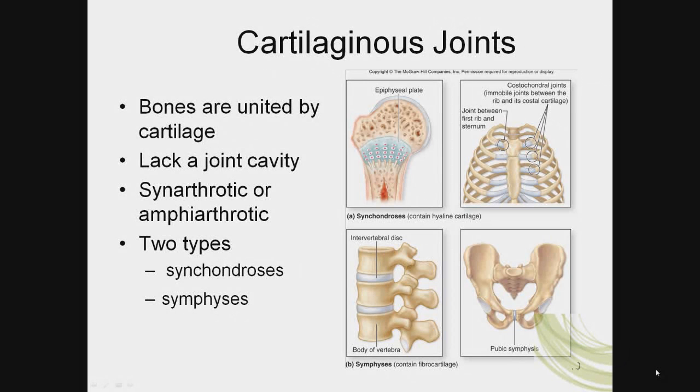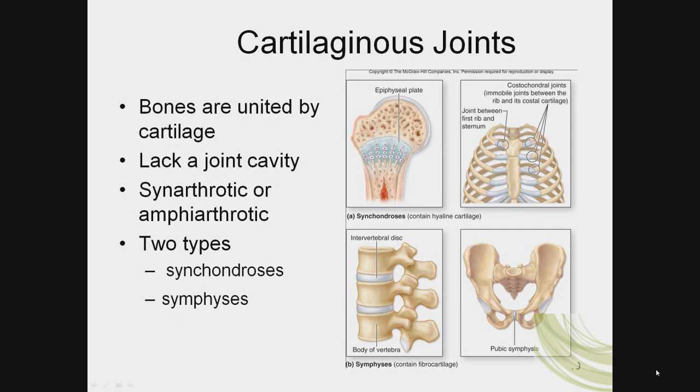Again, I want to reiterate that joints can be classified with respect to structure and function. And as I said before, we oftentimes combine these words. Right now we're focusing on the structural classification, which means what components make up the joint. We can also add words to describe their functional classification, which means how movable they are.